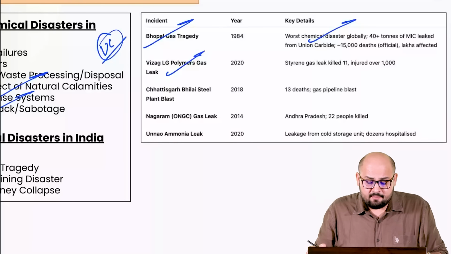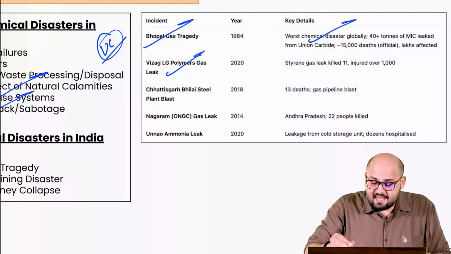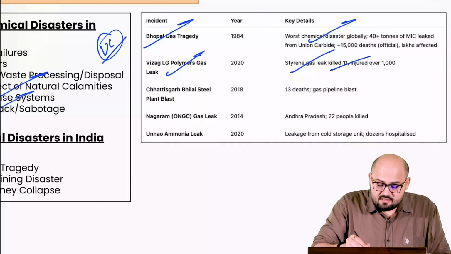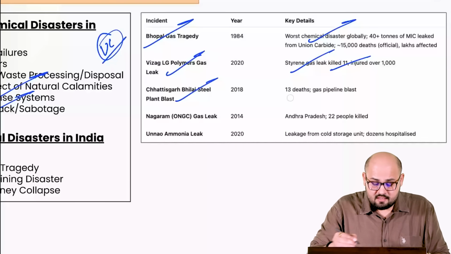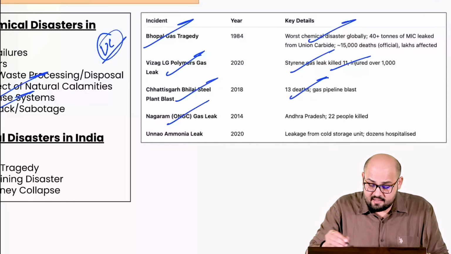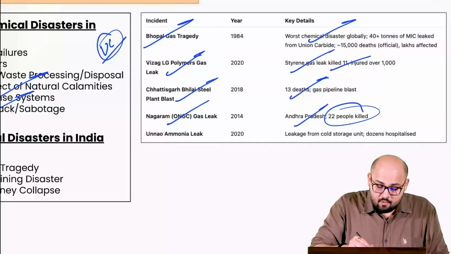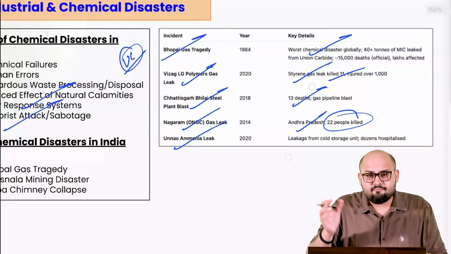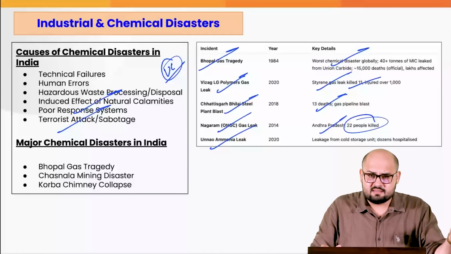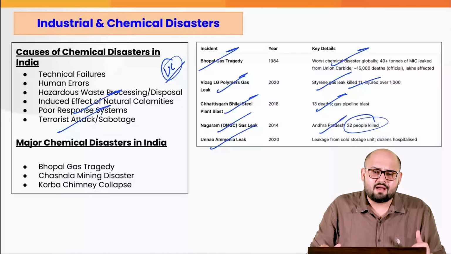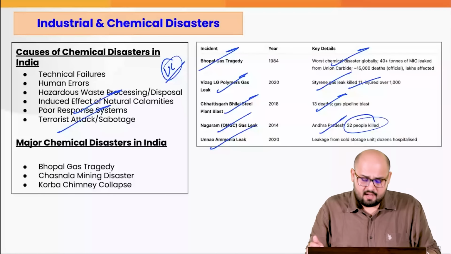Vizag LG Polymers gas leak in 2020. Styrene gas leak killed 11. Chhattisgarh Bhilai steel plant. And this was again a blast in 2018, 13 deaths. Then we had the Nagaram ONGC gas leak, Andhra Pradesh, 22 people killed. Unnao ammonia leak. So again, there have been many instances. And if you club the instances which have taken place in Telangana or the fireworks factory in Tamil Nadu, again, the numbers would increase.